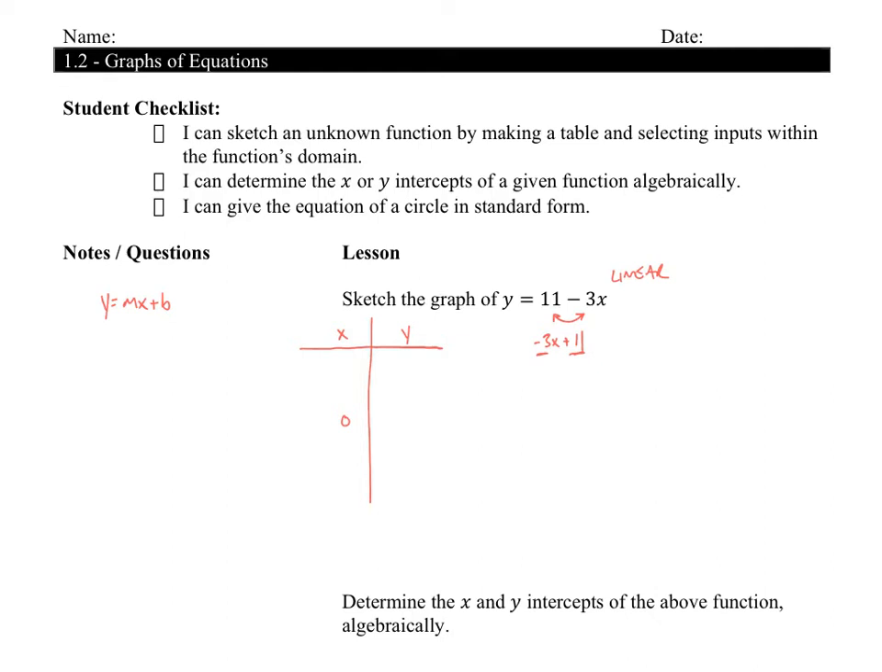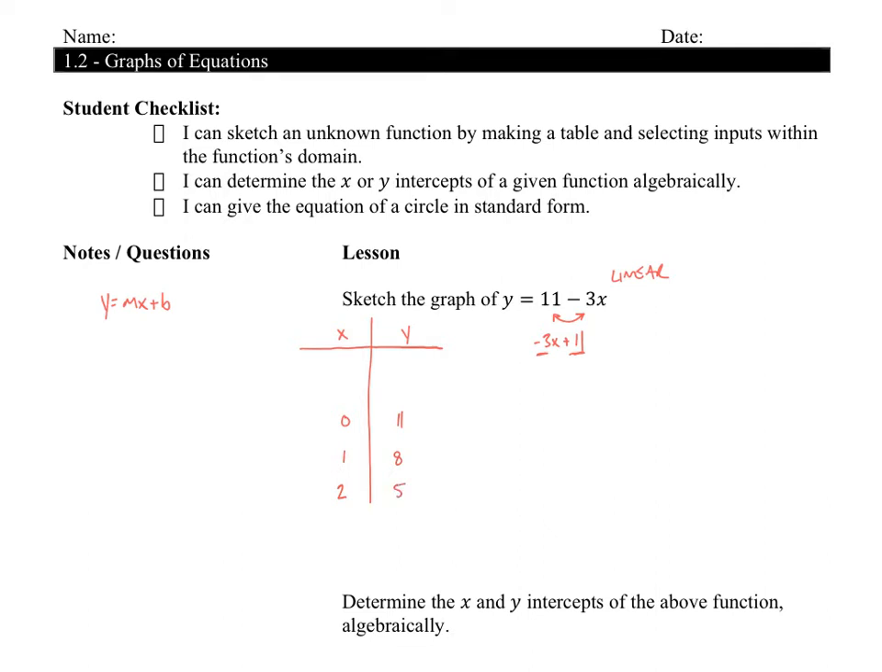Well, if x is 0, then we're going to have negative 3 times 0, which is just going to leave us with 11. So in the event that x is 0, y is 11. And we're just going to keep going through and plug in some more numbers. If x is 1, well then it's 11 minus 3. So if x is 1, then y is 8. And if x is 2, then it's 11 minus 6. So when x is 2, then y is 5. And we could keep completing this table like this.